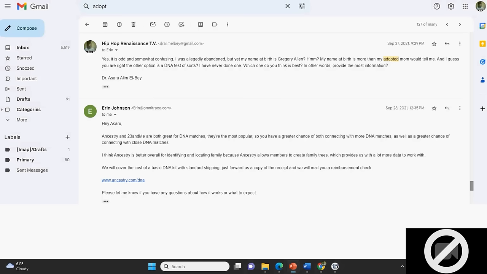Now, keep all of this in mind, y'all. We will cover the cost of a basic DNA kit with standard shipping. So they paid for it because they couldn't find any information themselves. I couldn't find any information. They paid for me to get the test. Just forward us a copy of the receipt and we'll mail you a reimbursement check.